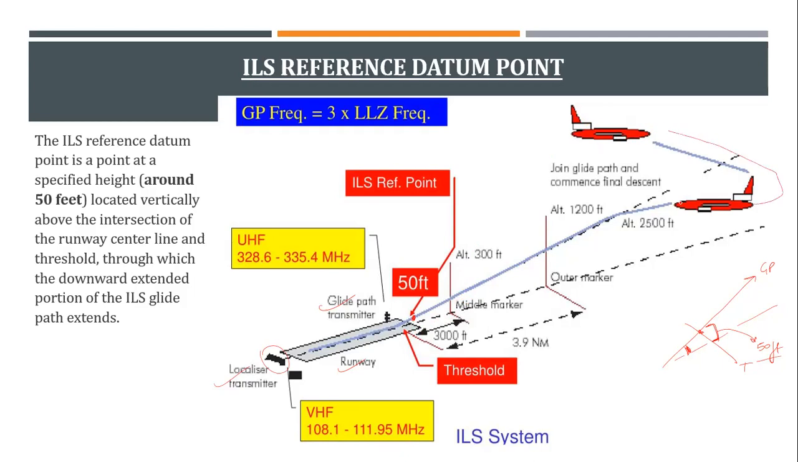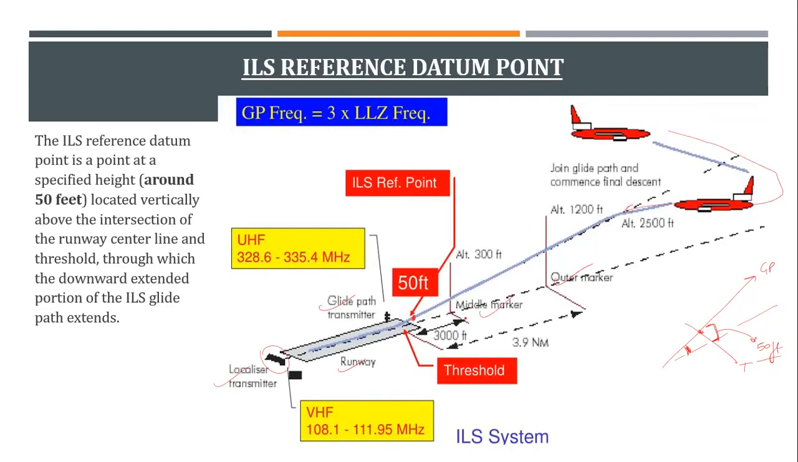Anyways, you can see the aircraft is coming in, intercepting from below the intended 3-degree glide path. When it intercepts, it follows the outer marker, the middle marker, and finally the inner marker, and it comes over the threshold and comes in for landing. In this whole diagram, do you have any doubt? Every part I have explained. I don't think there should be any doubt.